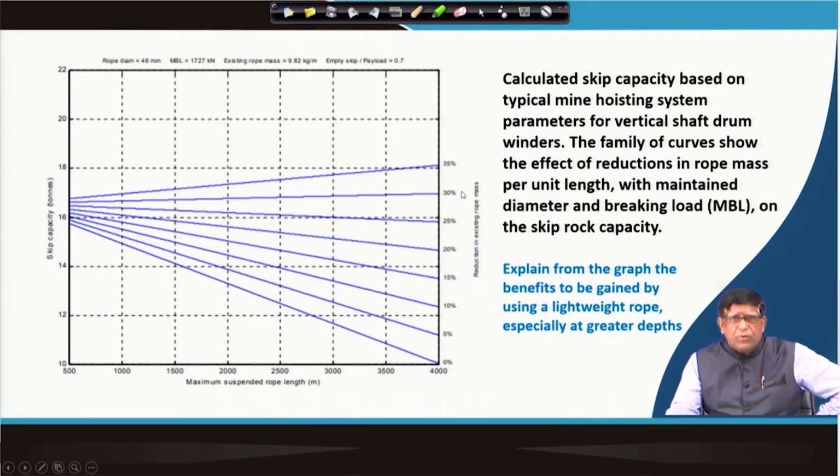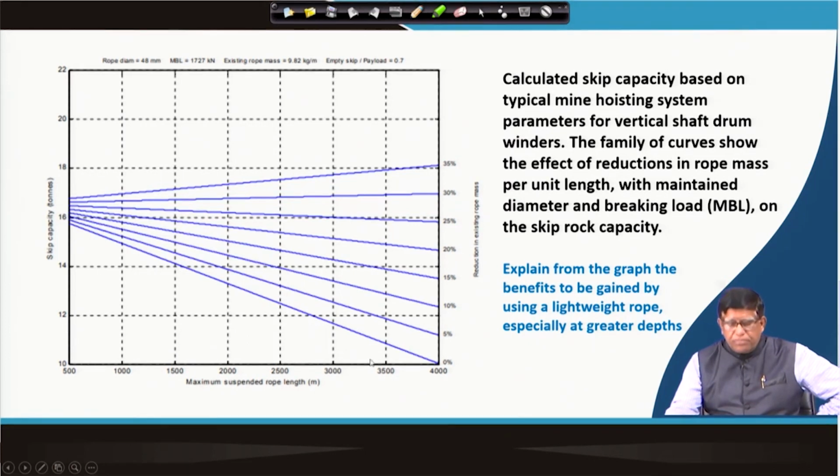On the particular rope mass, if you can get a better quality material and you reduce the rope mass by 5%, 10% or 15%, depending on that reduction you can see how the skip capacity is increasing. That means at a 3000 meter depth, if you are using this rope, you can carry only less than 12 ton.